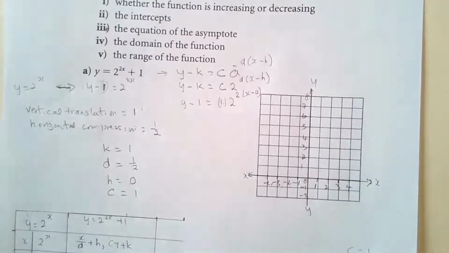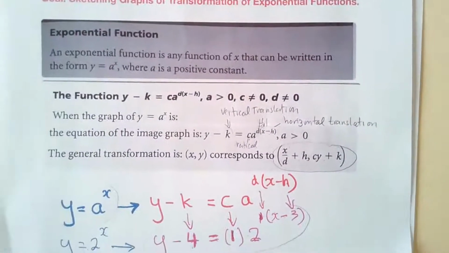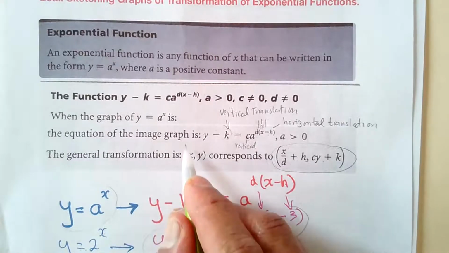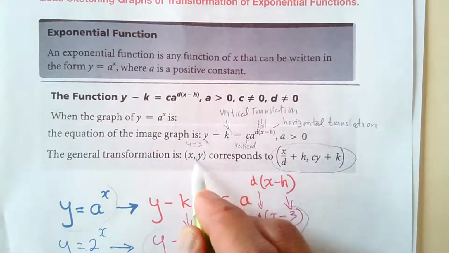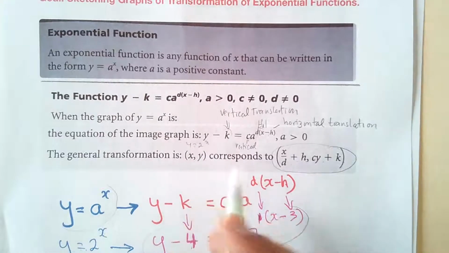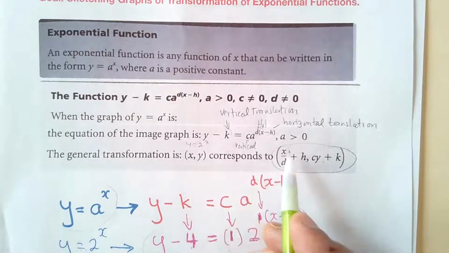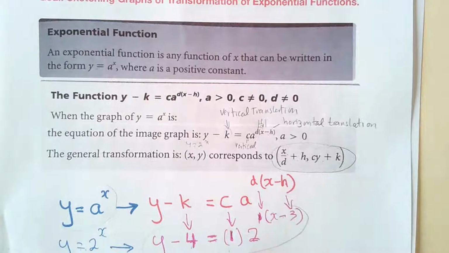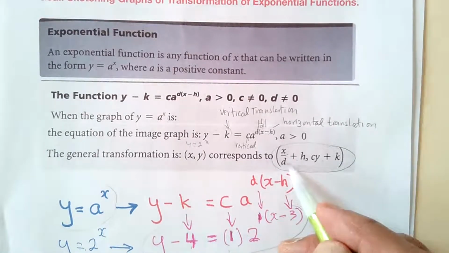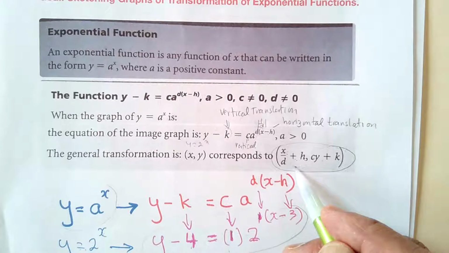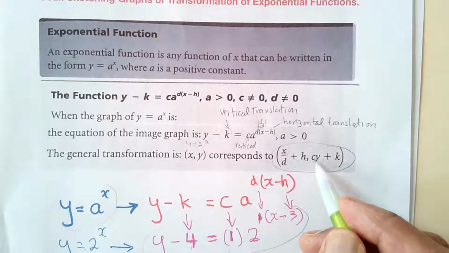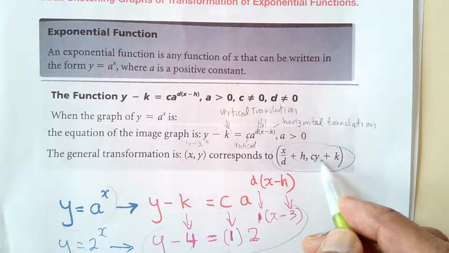Because we also learn that any transformation, you transform x and y, and this would be like where y equals, in this case, 2 to the power of x. We find our x and y value. And whatever x we have here, we substitute it into this corresponding transformation, x over d plus h. So that will be your x coordinates for your transformation, and your y coordinate is whatever you have for c, you multiply by your y value plus your k.